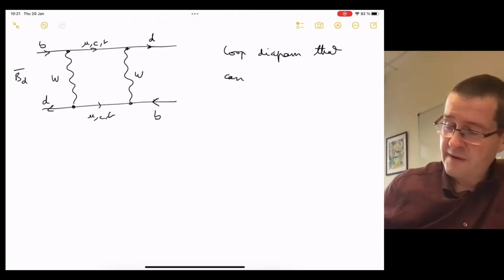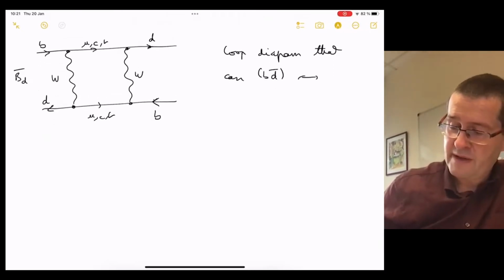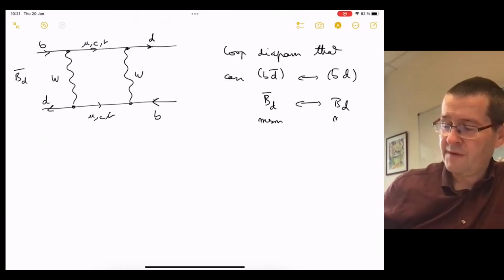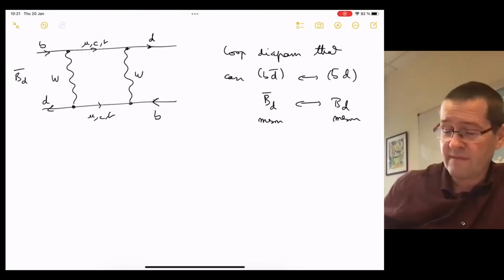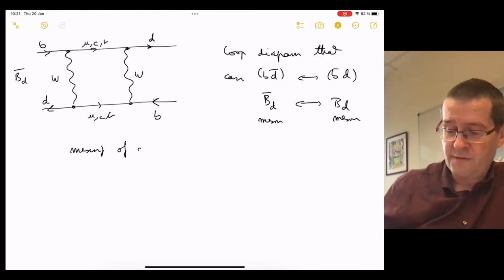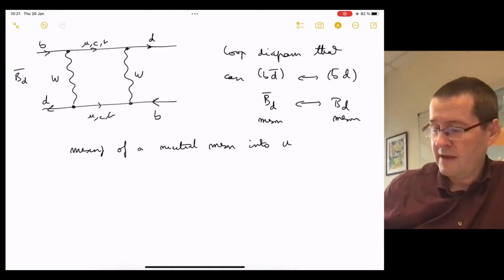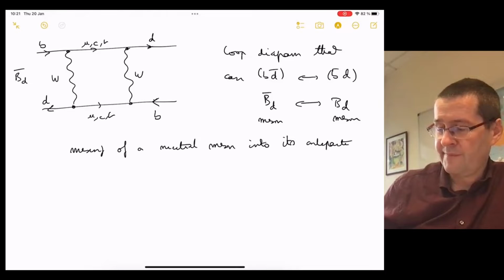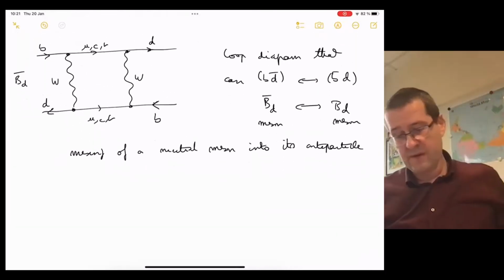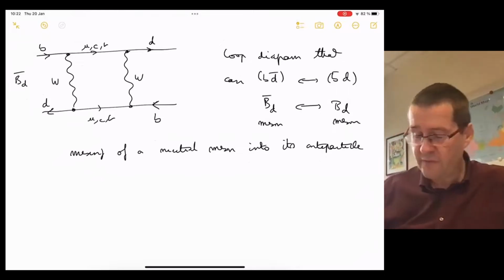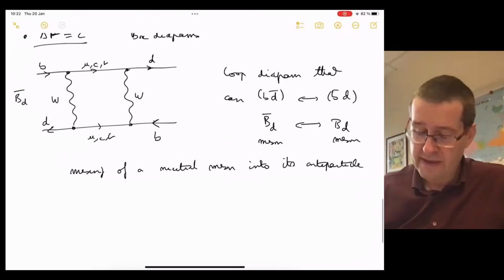That can actually turn B D bar into B bar D, or in other words, a B bar D meson into a B D meson. So you can change a neutral meson into its antiparticle. You have mixing of a neutral meson into its antiparticle. And actually, you can play the same game as we did before for the delta F equal 1 case.